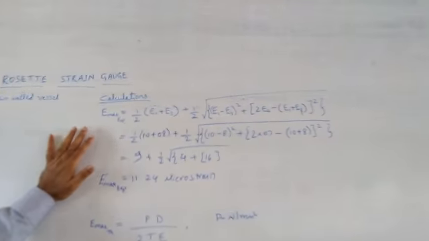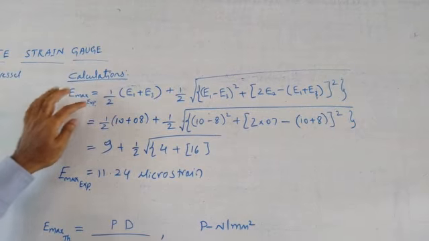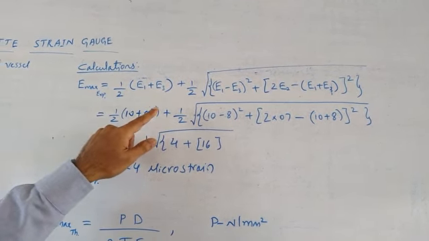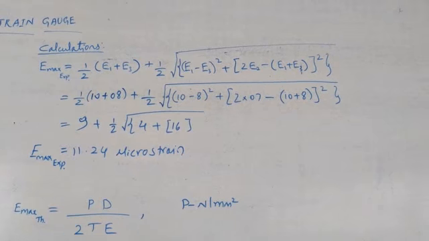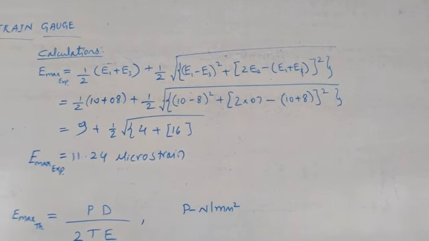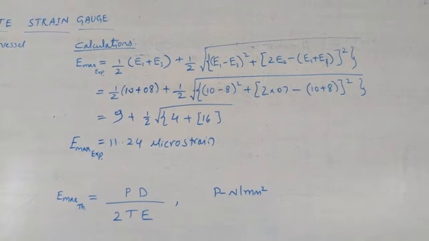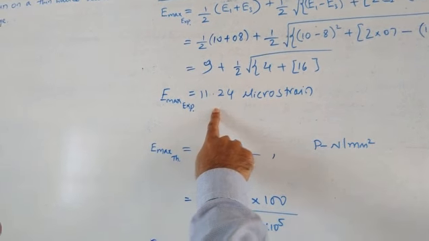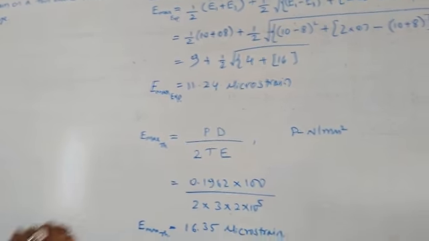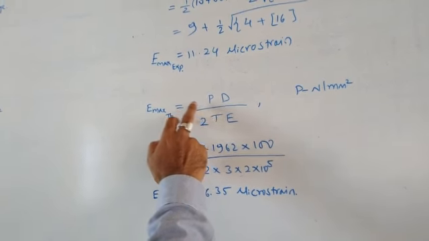We will see the calculation part now. This is the maximum experimental strain. The formula is 1 by 2 (E1 plus E3) plus 1 by 2 root of (E1 minus E3) whole square plus (2 E2 minus E1 plus E3) whole square. Substituting the values of E1, E2 and E3 in the formula, we got the experimental strain value as 11.24 microstrain, and we have to check it with the theoretical microstrain.